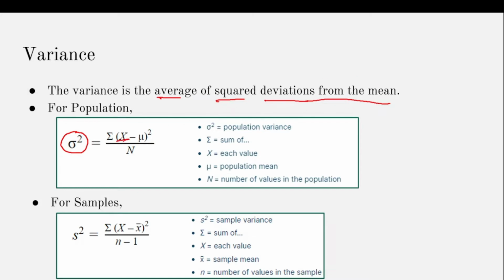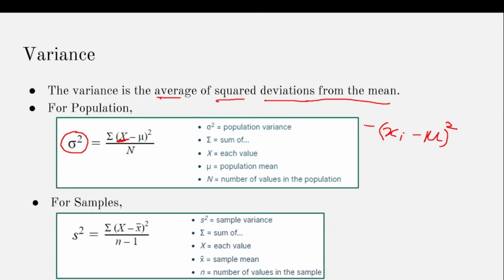Here, x is my data point. To find the deviation of my data point from the mean, I simply subtract the mean from my data point. Mu is my mean. I subtract it from the data point. Here I get the deviation from the mean. Squaring it, I'll get the squared deviation from the mean. Now I need to find the average squared deviation.